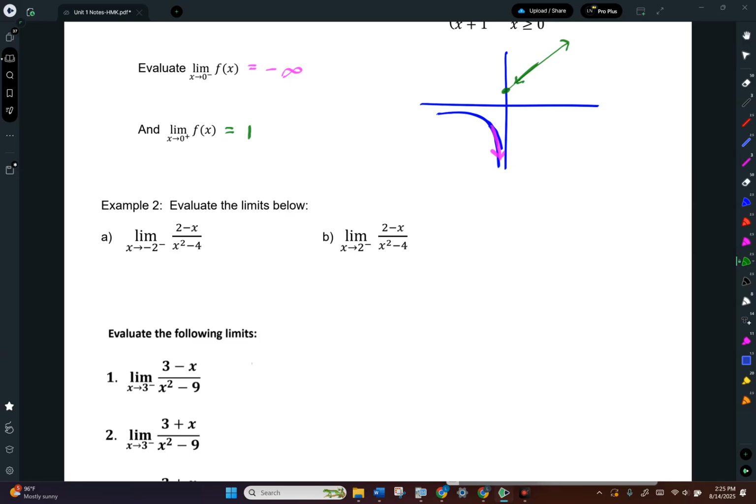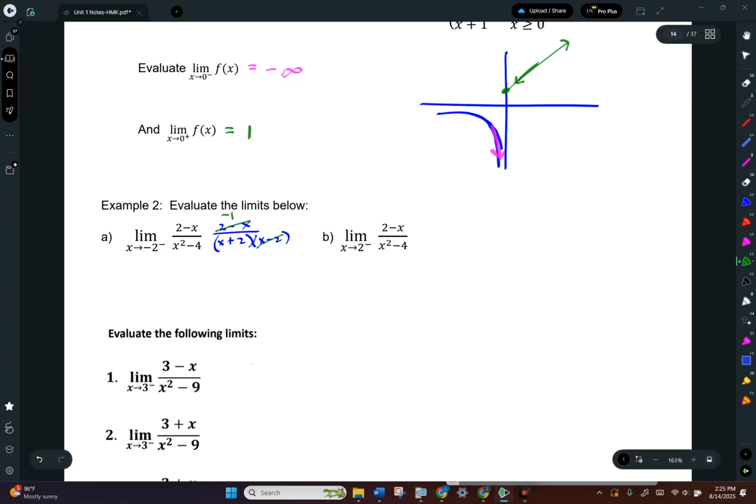So on these, we need to think about what does the graph look like? Okay, so let's see. What does the graph look like? Let's do some factoring and simplifying and see what happens. Okay, so I think of this as I've got my 2 minus x. Wouldn't this be like an x plus 2 and an x minus 2? And I can see that x minus 2 cancels with 2 minus x, and then just leave negative 1.